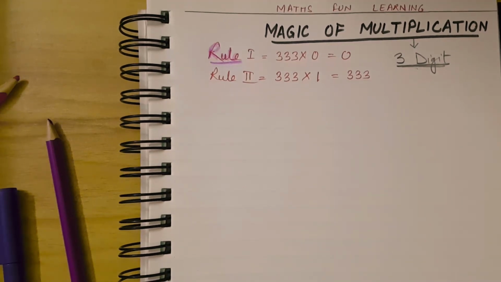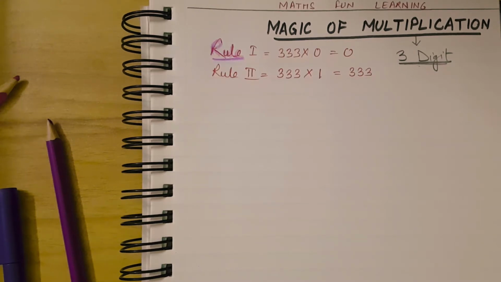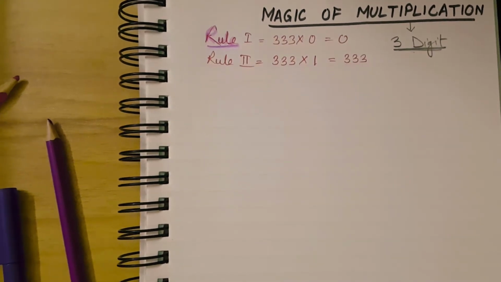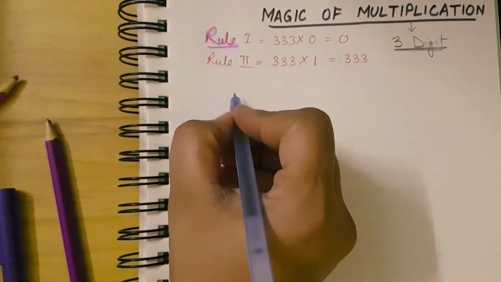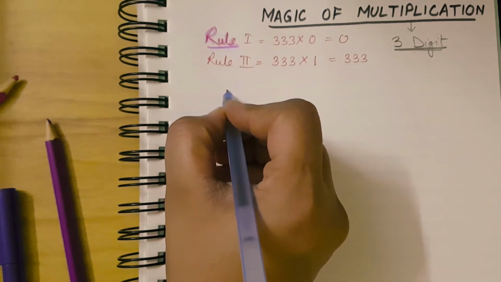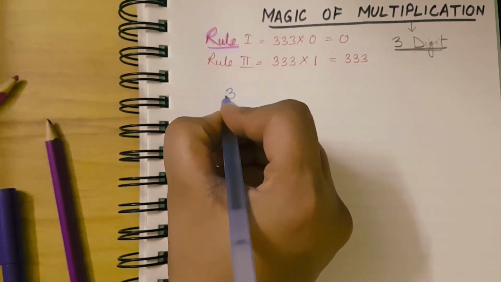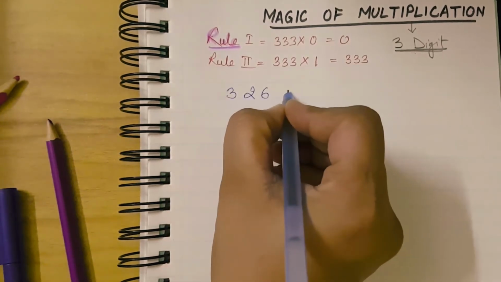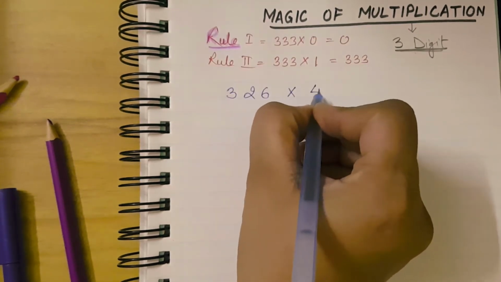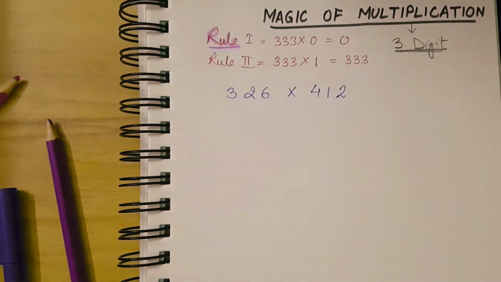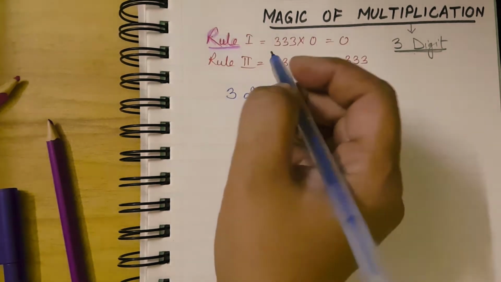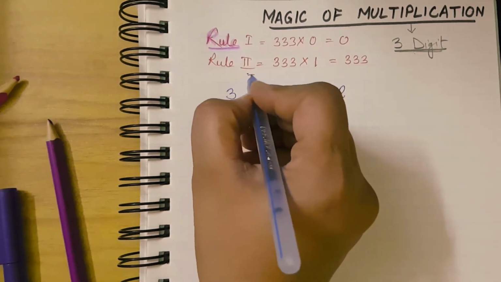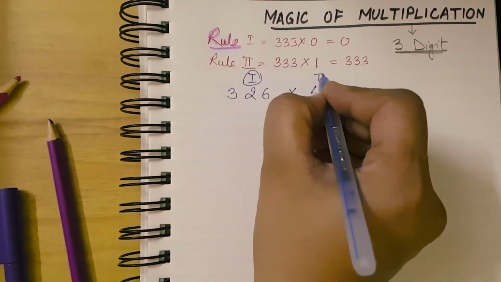Now let's try to solve a three-digit multiplication. I'm going to write the number here. Let's take 326 multiplied by 412. This is the first number, and that is the second number. I'll just mention here first and second number.